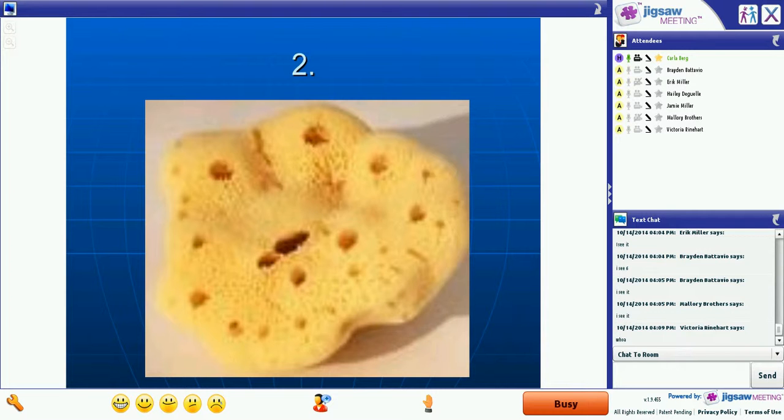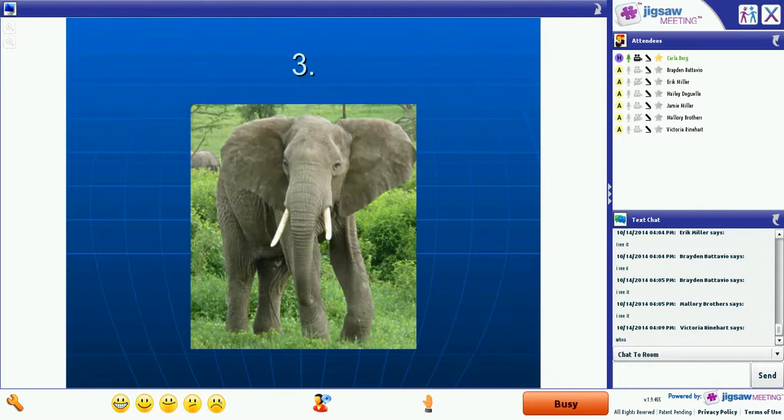Here we have a sponge. Is this sponge exhibiting bilateral symmetry, asymmetry, or radial symmetry? Okay, I'm waiting for one more response. Go ahead and make your best guess. Remember, we are working through these first ones together. Do not worry. All right, we have asymmetry. Good job. Here we have our next slide.